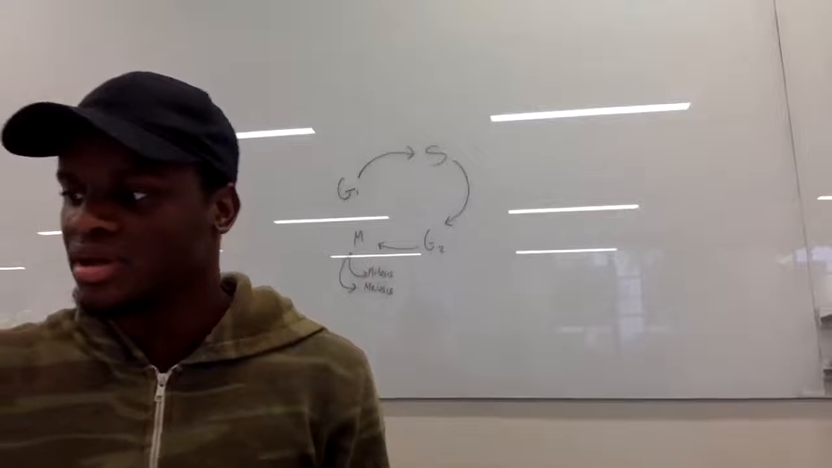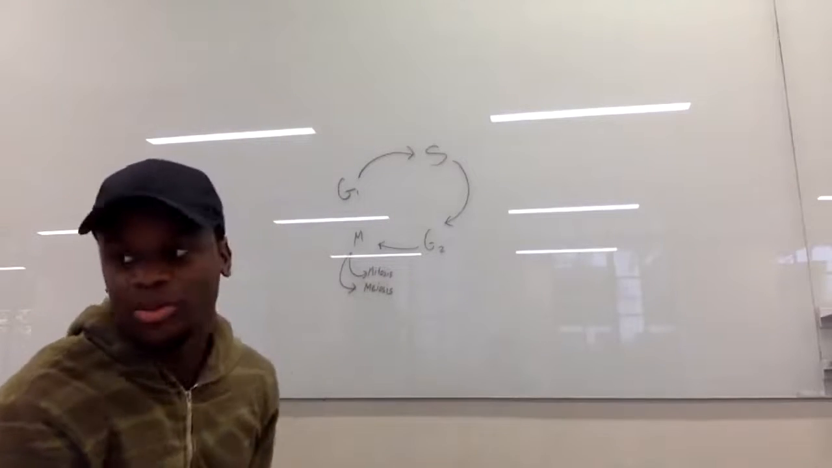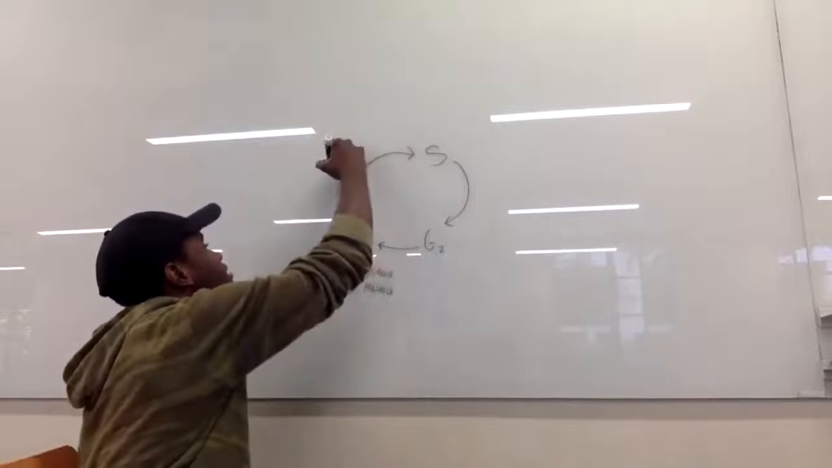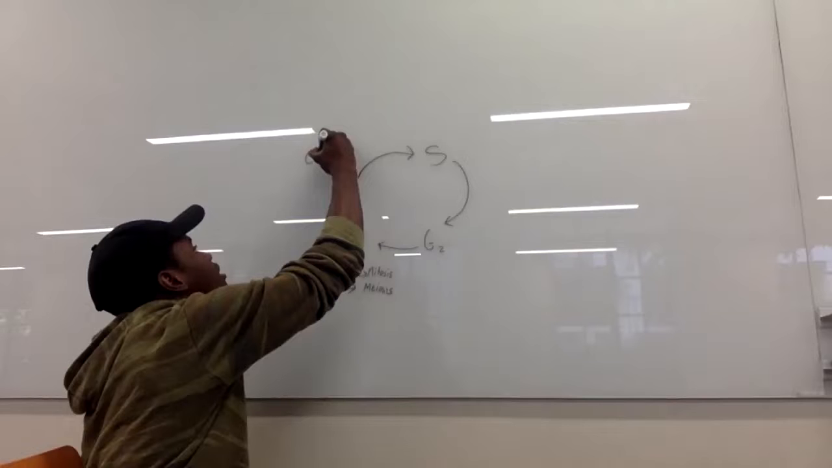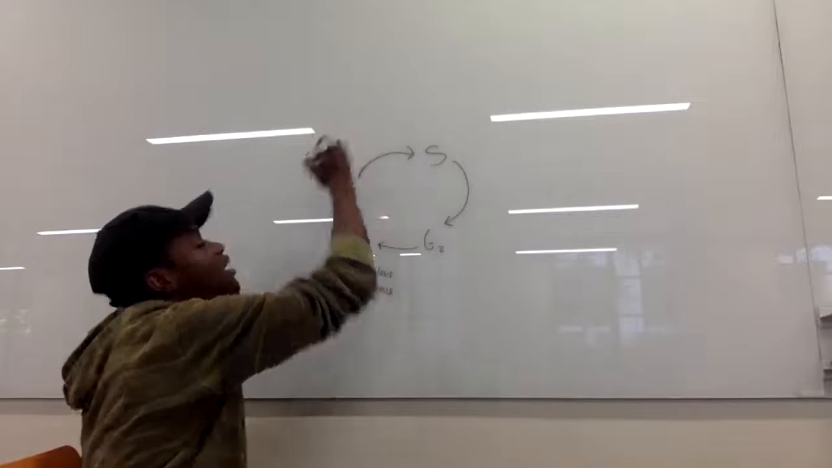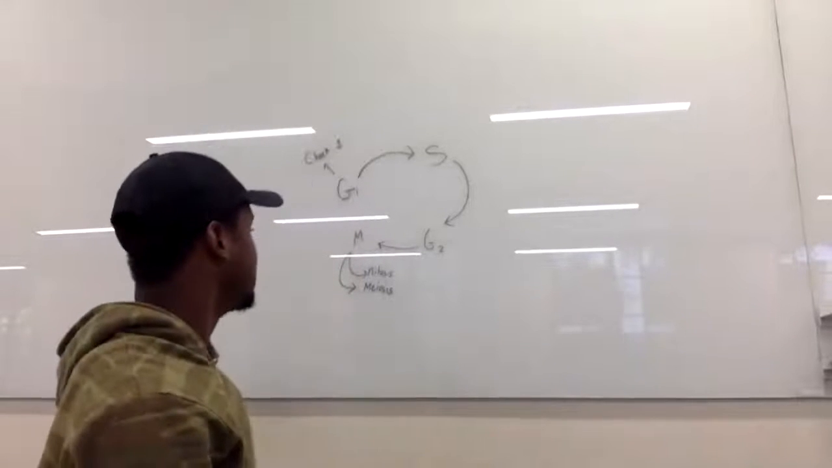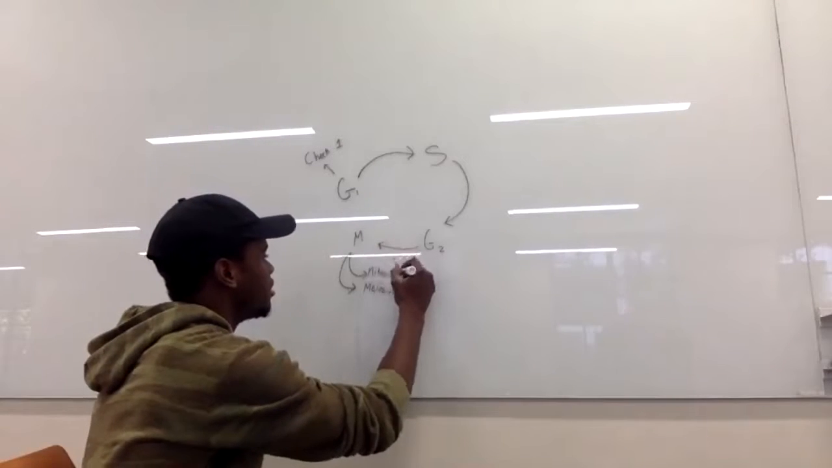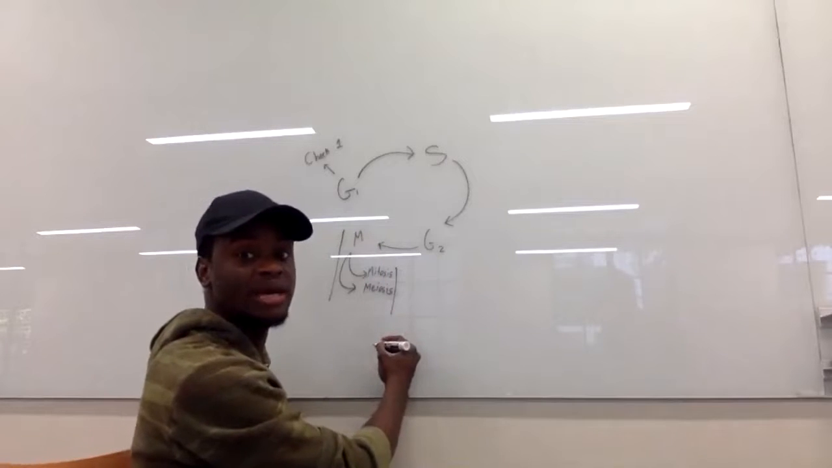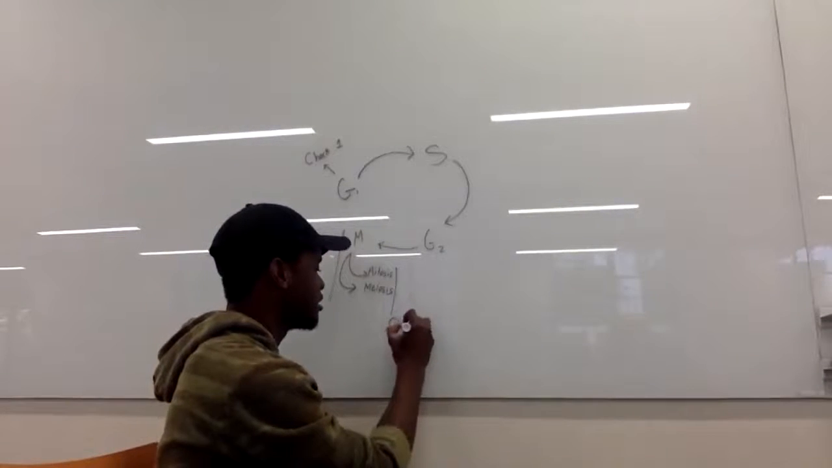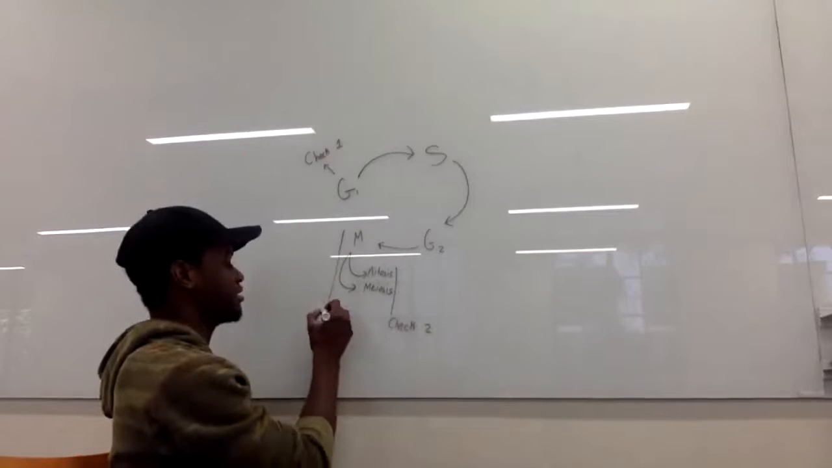Within mitosis and meiosis, there are 3 checkpoints. One checkpoint is within G phase. And then the other checkpoints are at the beginning. One's at the beginning of meiosis and mitosis, and one is at the end of meiosis and mitosis.